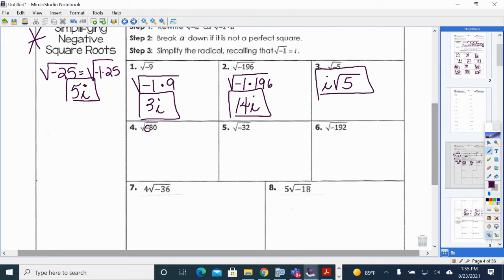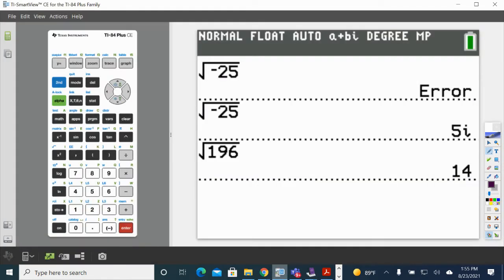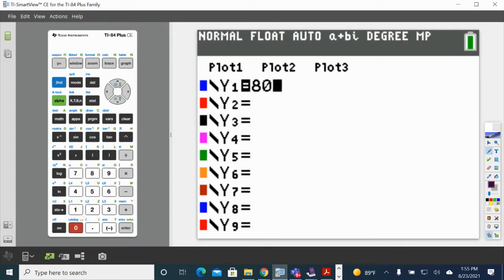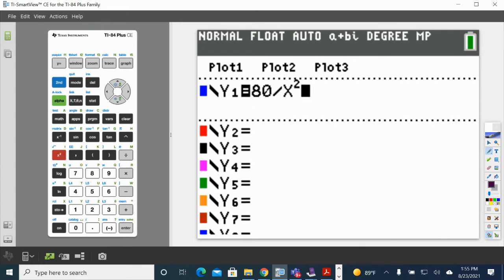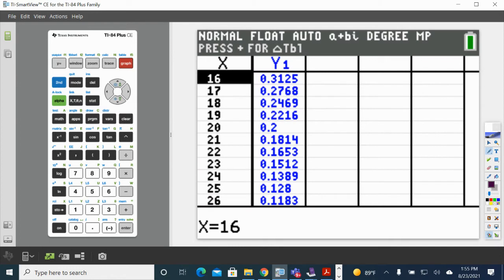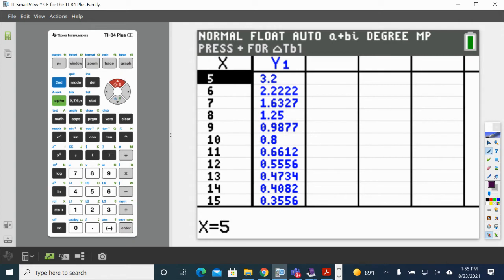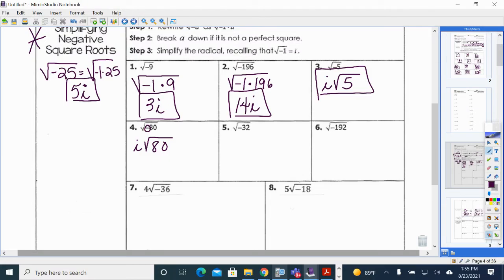Because there's a negative underneath, I'm going to rewrite it with the i outside. Then we're going to try to simplify the square root of 80. In lesson number 1, we reviewed how to reduce these radicals, and I showed you the little trick in the calculator. So I'm going to go back to my y equals and do 80 divided by x squared, second graph. I'm already in the 0 points, so I'm going to arrow up to the first perfect number, which is a 5. So 4 radical 5. So this is 4i radical 5 for my answer on number 4.